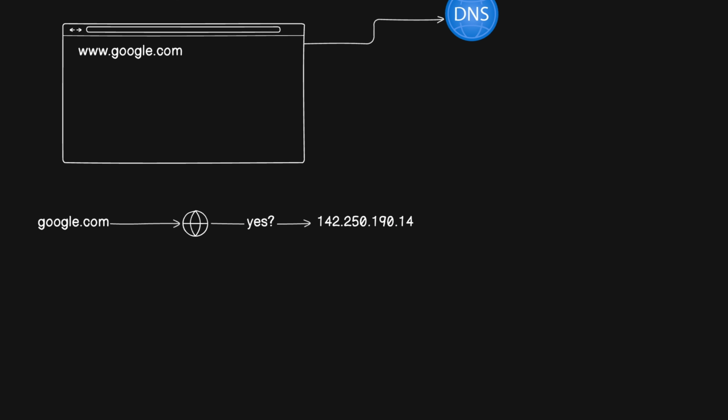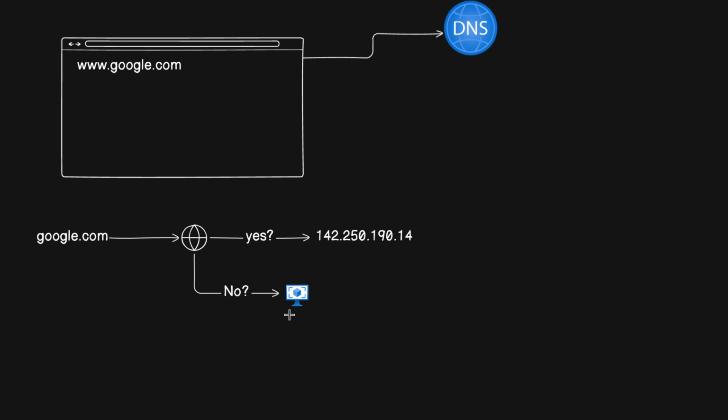You type a website address in your browser. The browser first checks it inside its cache. Have I visited the site before? If yes, it already knows the IP address. If not, it asks your operating system. If your operating system does not know either, the request goes to your ISP's DNS resolver.